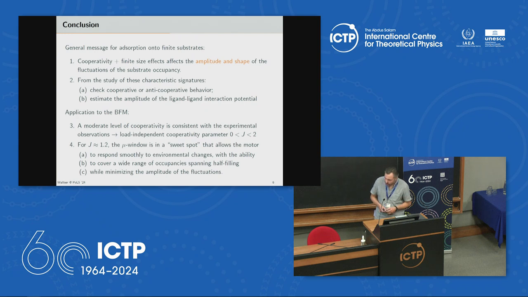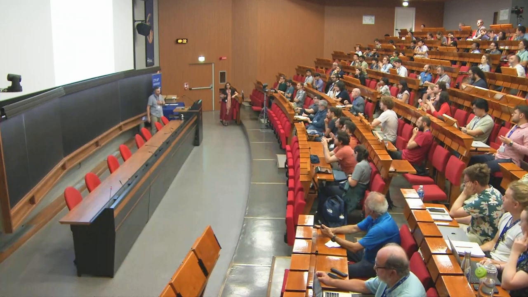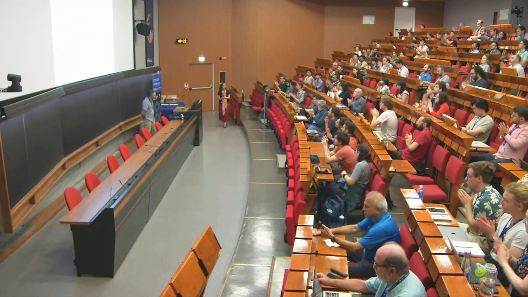When it comes to the application to the BFM, a moderate level of cooperativity is consistent with experimental observation. I did not have time to speak about this, but it looks like this moderate level of cooperativity is also in line with a good compromise on the trade-off of the system between adaptability and the need to contain the amplitude of the fluctuation. Thank you very much for your attention, and I'm happy to take your questions.